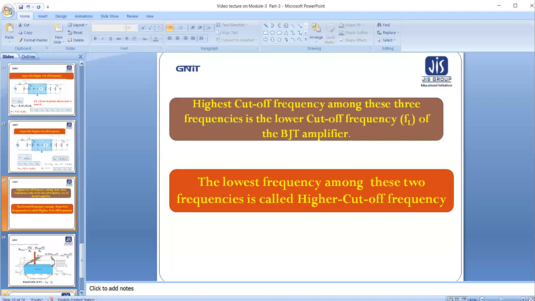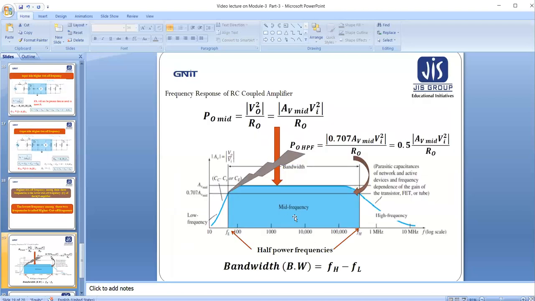Now let us have a look at the frequency response of the RC coupled amplifier. This plot is called the Bode plot because we are plotting voltage gain with respect to frequency. Initially the gain will increase due to the lower frequency response, and after that it becomes constant. This is called the mid-band gain. Mid-band gain means the gain which is constant at the middle frequency. After that it will again decrease due to the high frequency response.